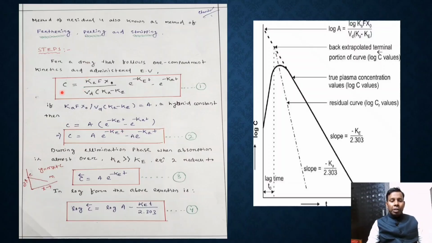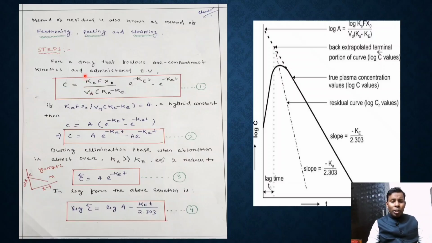There is an equation: C is equal to Ka F X0 by Vd (Ka minus Ke) into (e to the power minus Ket minus e to the power minus Kat). This equation is for one compartment open model, extravascular administration, first order absorption. In this equation, C is plasma drug concentration, Ka absorption rate constant, F bioavailable fraction, X0 amount of drug in the body at time 0, Vd apparent volume of distribution, Ke elimination rate constant.